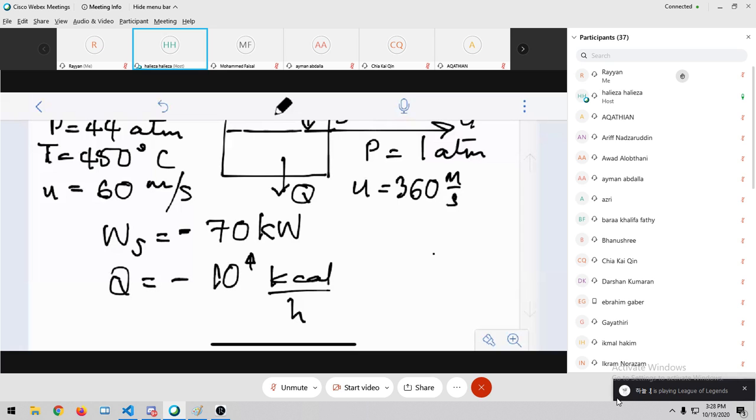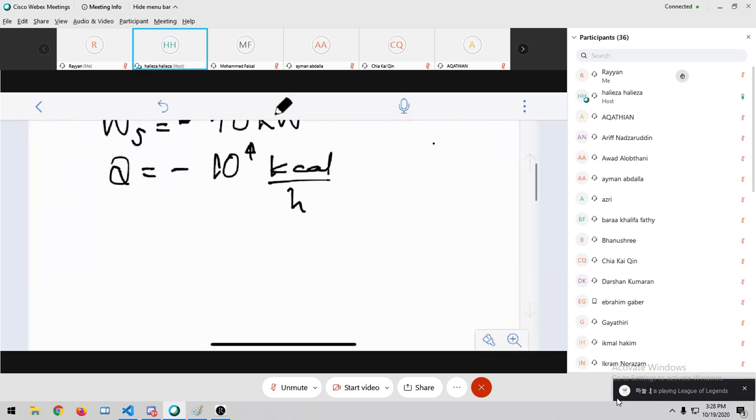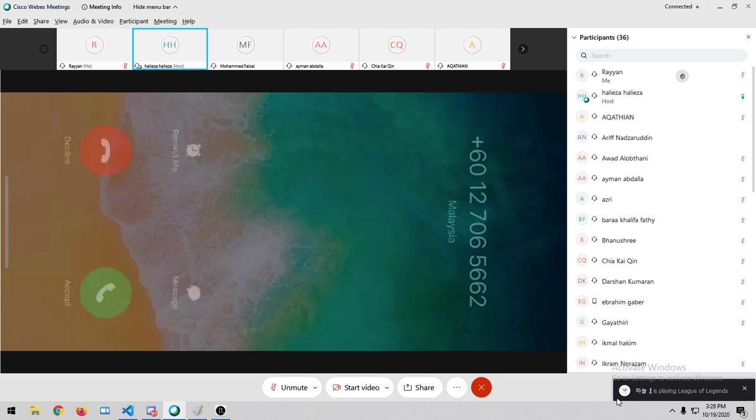Let's look at our system now. We have an open system coming in and out, so it's open. Before that, basis, guys, what is your basis? 500 kilograms, 500 kilogram per hour.